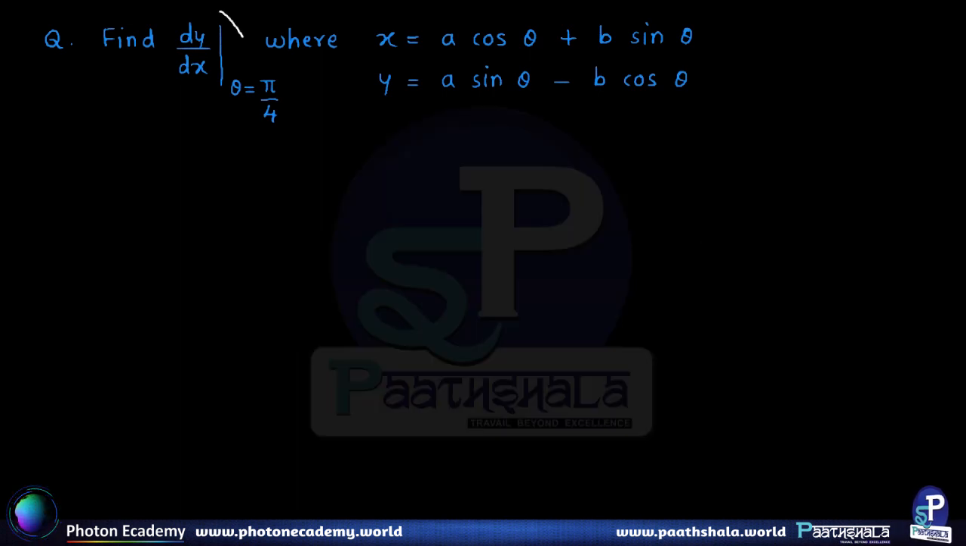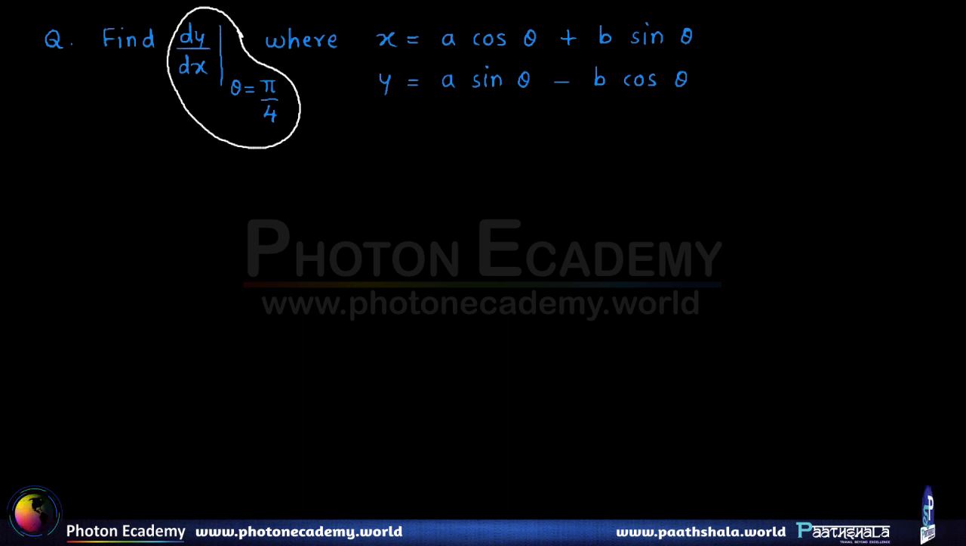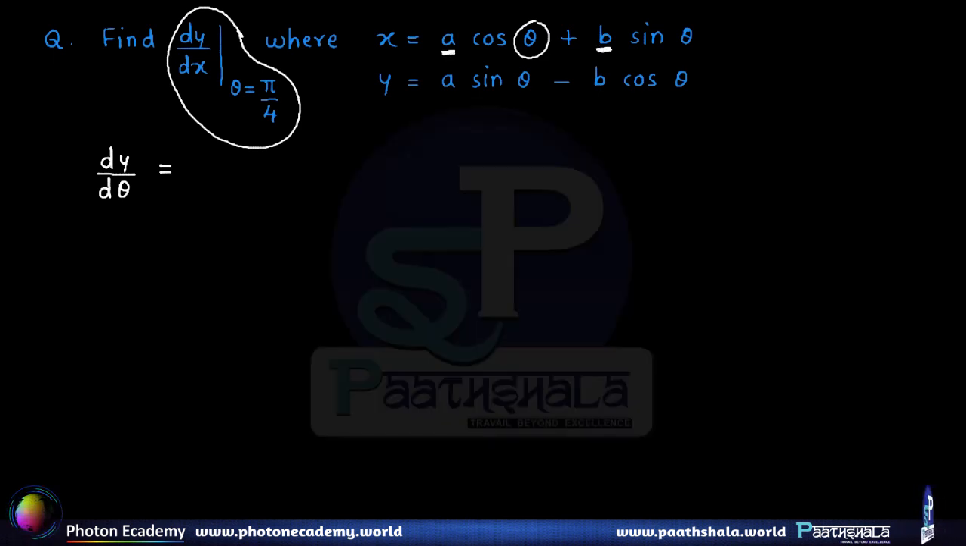So the meaning of this particular expression, that is dy by dx at theta equal to pi by 4, is that first we have to find dy by dx in terms of theta, and then in that replace theta with pi by 4 to evaluate the actual value. Right. Now let us first find out dy by d theta. Now as is clear from the terminology, once again here theta is the parameter and a and b are to be considered as constants because that is a typical convention used.